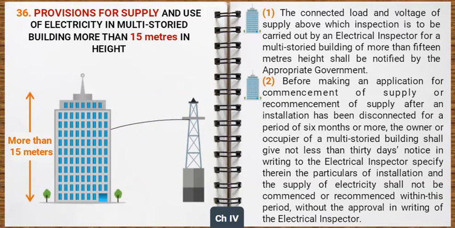The owner or occupier of a multi-storied building shall give not less than 30 days notice in writing to the electrical inspector, specifying therein the particulars of installation, and the supply of electricity shall not be commenced or recommenced within this period without the approval in writing of the electrical inspector.